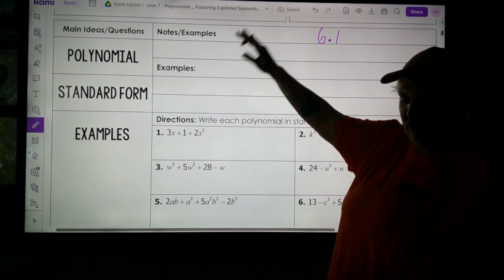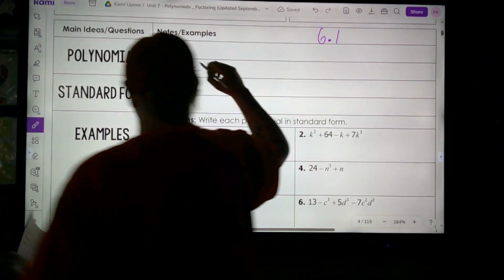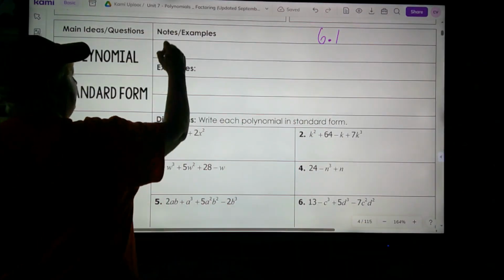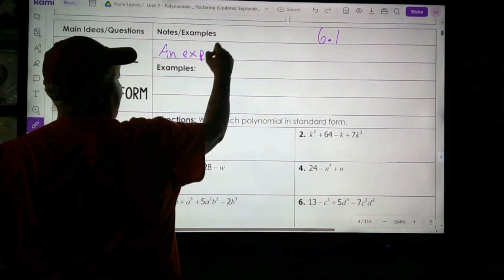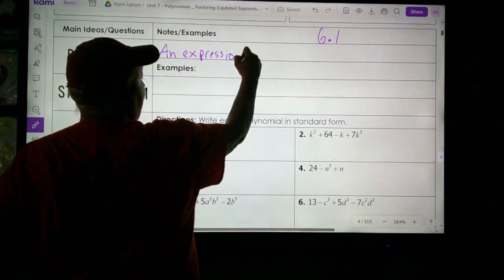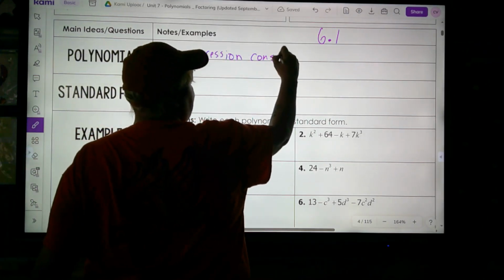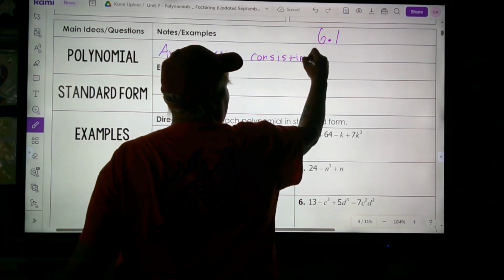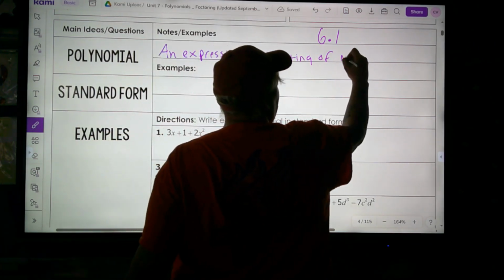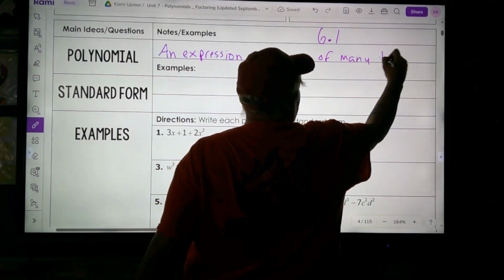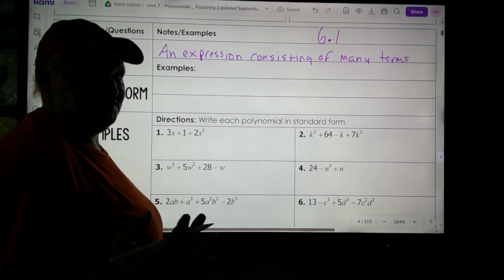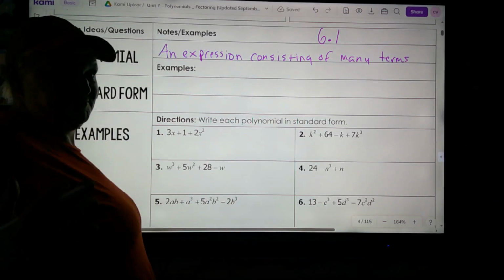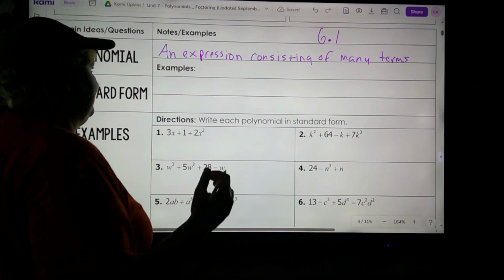Alright, so polynomials are defined as an expression consisting of many terms. To be honest, this is a very loose definition because almost every expression is a polynomial. I'll show you what I mean.